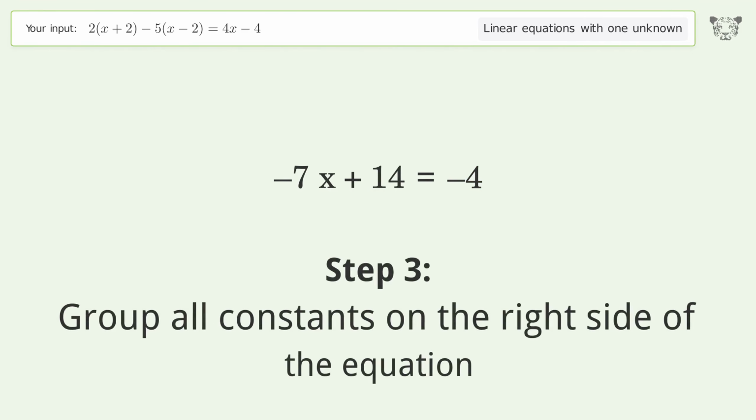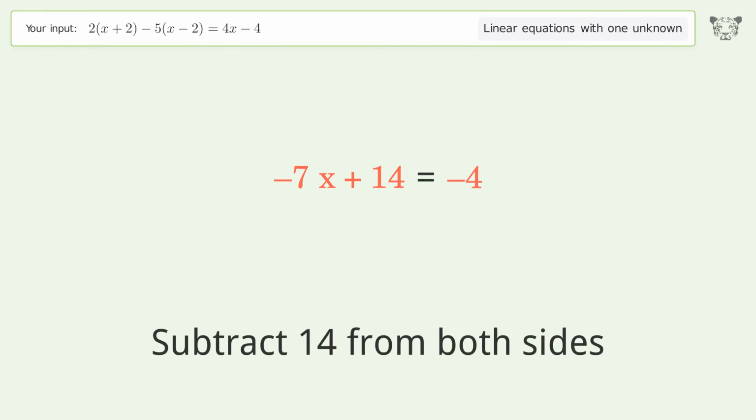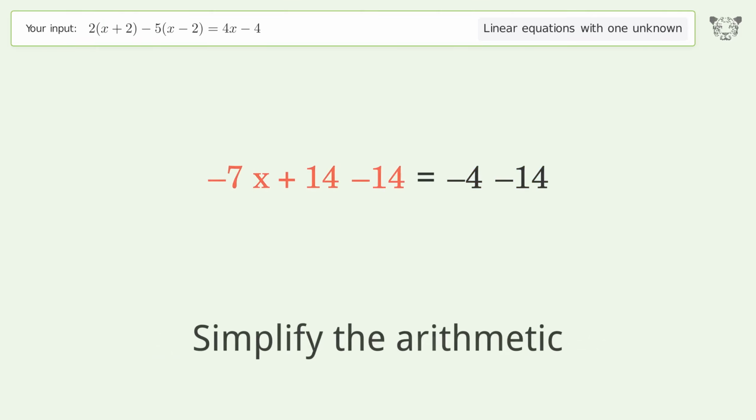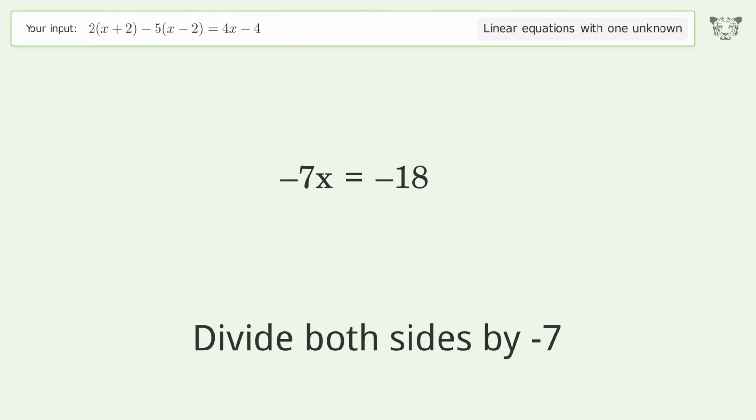Group all constants on the right side of the equation. Subtract 14 from both sides. Simplify the arithmetic. Isolate the x. Divide both sides by -7.